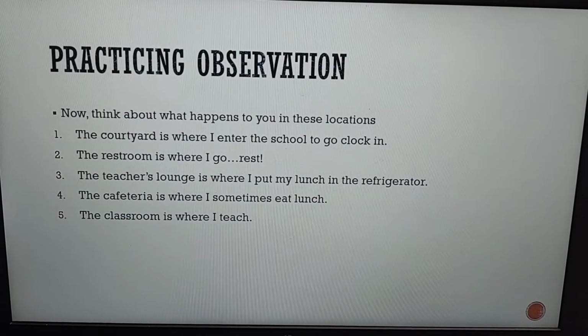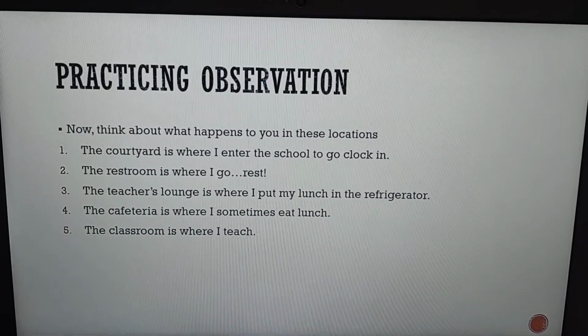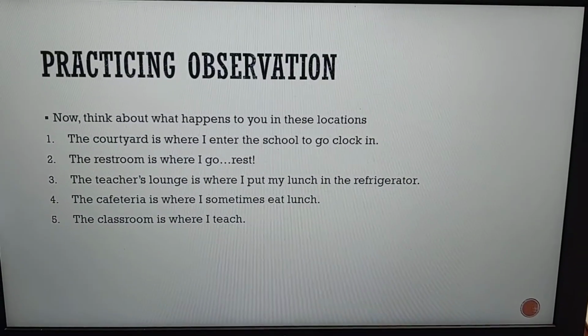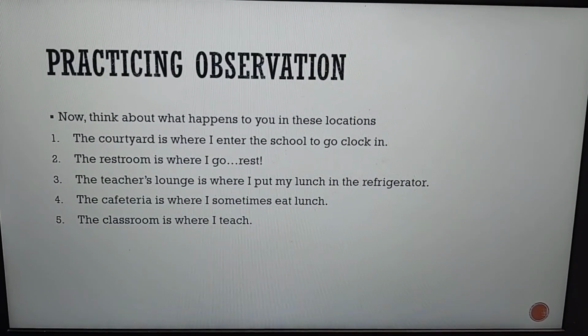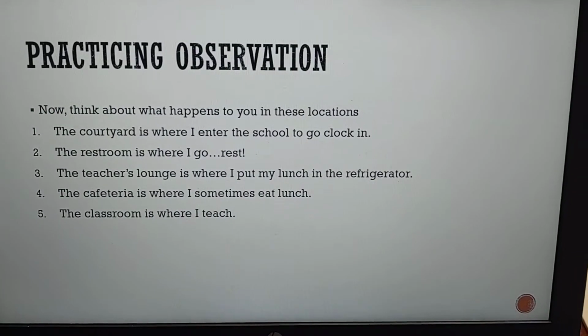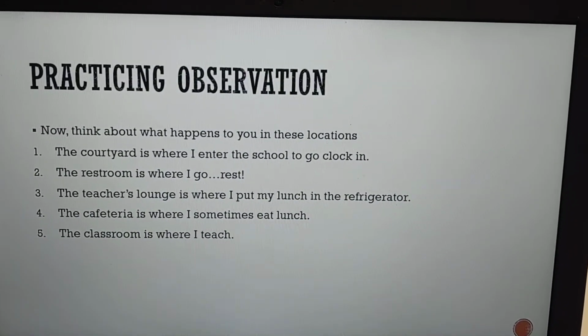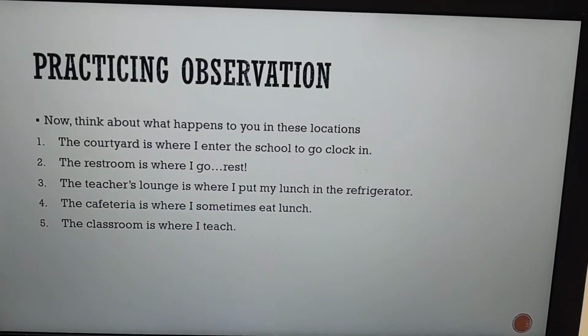Now think about what happens to you in these locations. The courtyard is where I enter the school to go clock in. The restroom is where I go rest. The teacher's lounge is where I put my lunch in the refrigerator. The cafeteria is where I sometimes eat lunch. And the classroom is where I teach.